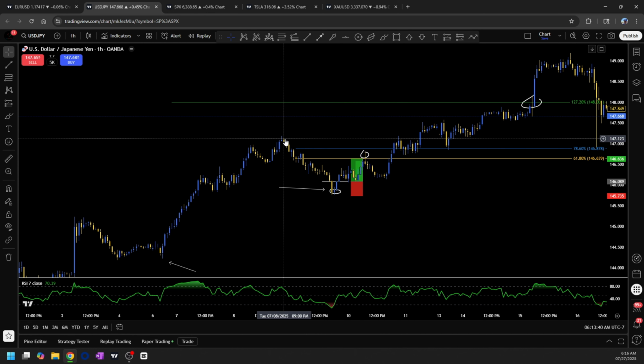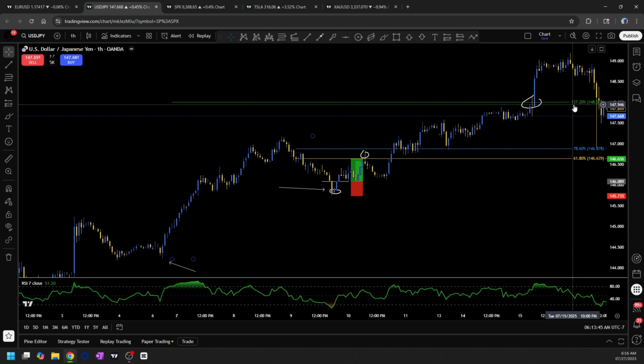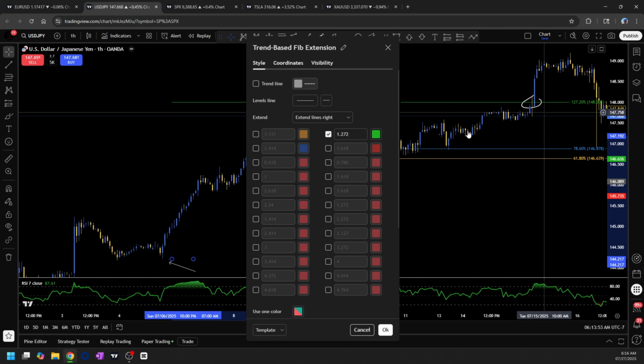Now you can get aggressive on those extensions too. The 127 extension is kind of where you want to be. Some traders are going to want to get a little bit more aggressive and put that 1.414 extension on there, which would hit as well.